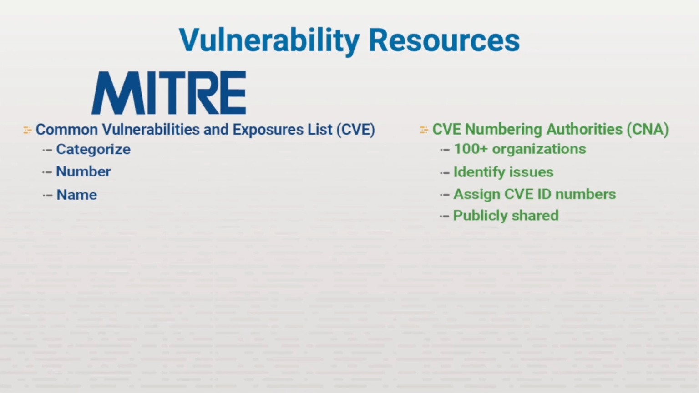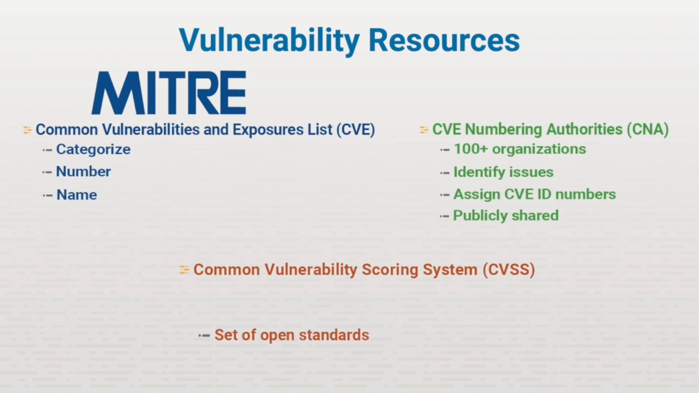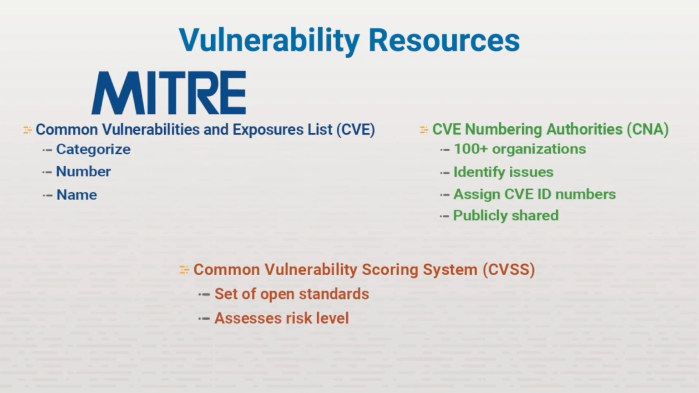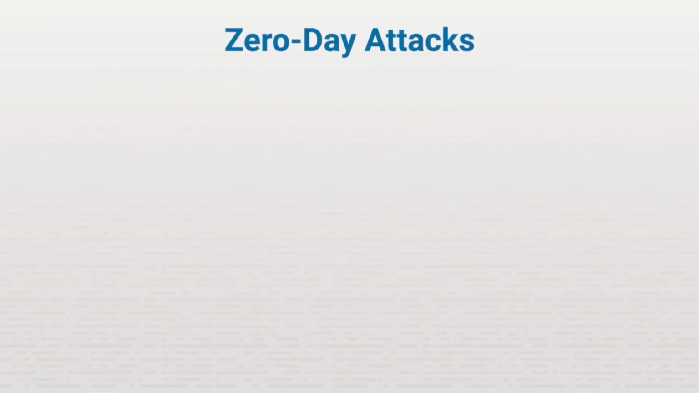Not all vulnerabilities that are assigned numbers become entries on the CVE list. There is a process the issues go through to determine if they should be placed on the list and scored. The Common Vulnerability Scoring System, or CVSS, is a set of open standards used to assess the risk level of a vulnerability. The scores for the entries on the CVE list can help network administrators know how to prioritize their resources to fix vulnerabilities. Vulnerabilities that are discovered and exploited before they're known publicly are called zero-day attacks.